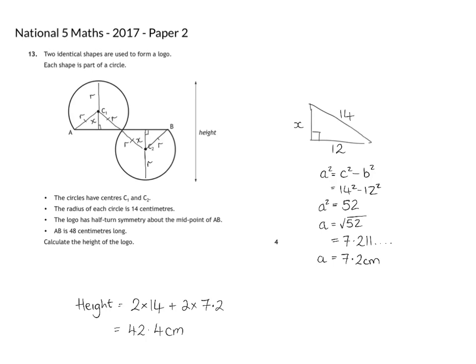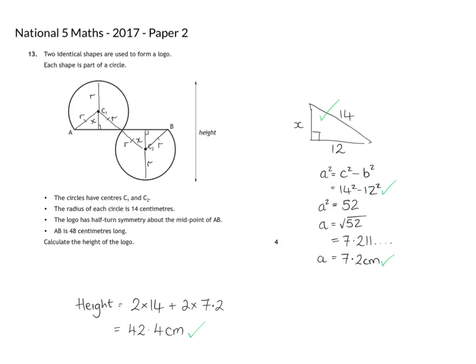The first mark is for sorting out your facts and recognizing that you have the right angle triangle with 14 and 12. The second mark is for knowing that that side there is 14 squared, take away 12 squared. The third mark is for getting that that bit is 7.2, and our final mark is for getting our height as 42.4 centimeters.